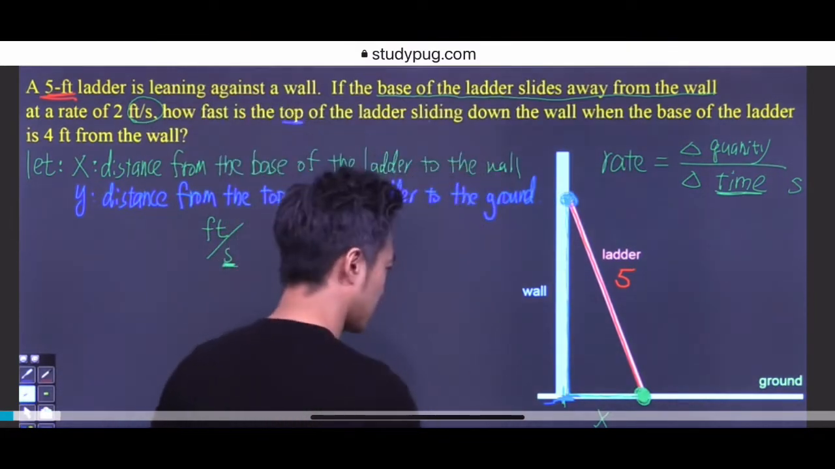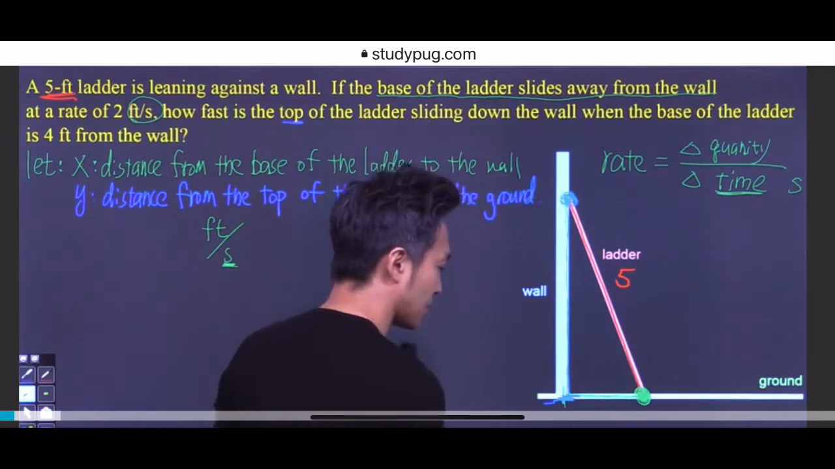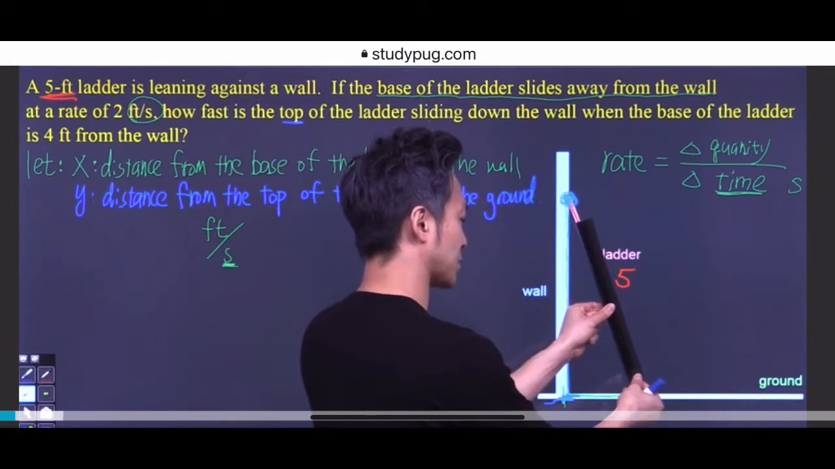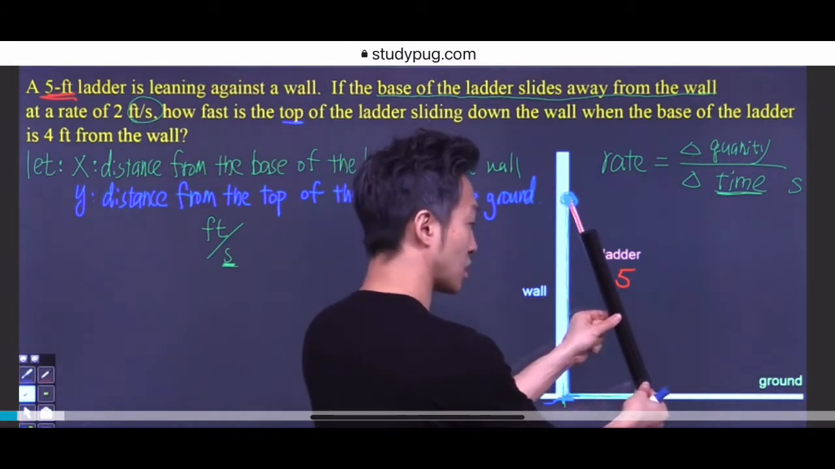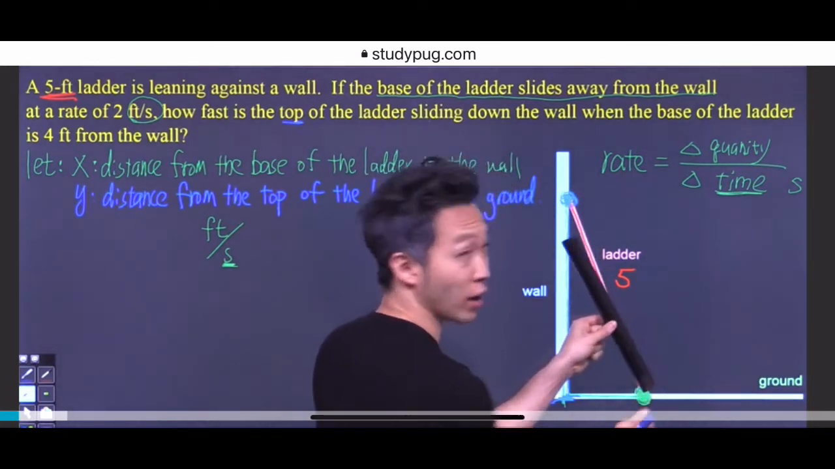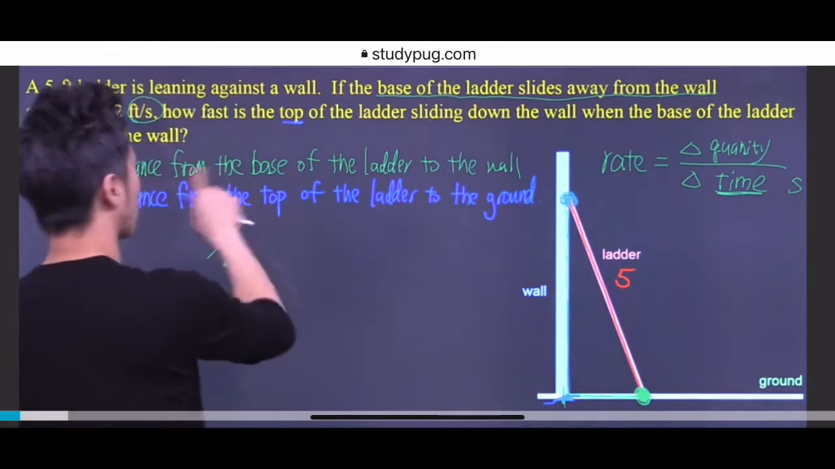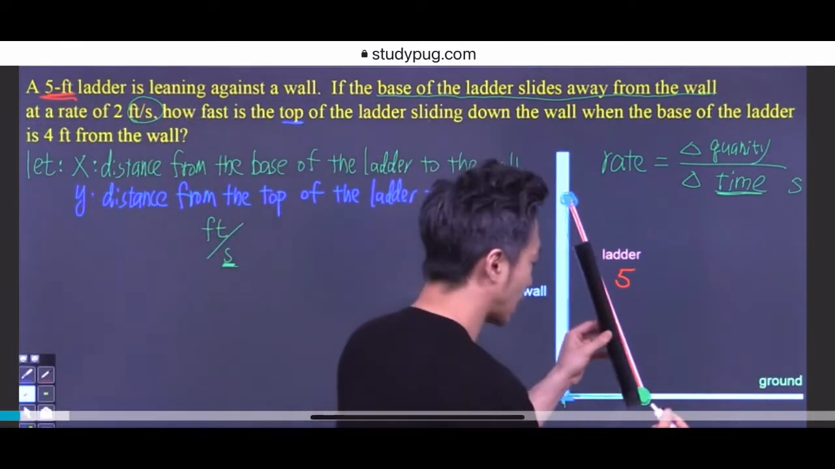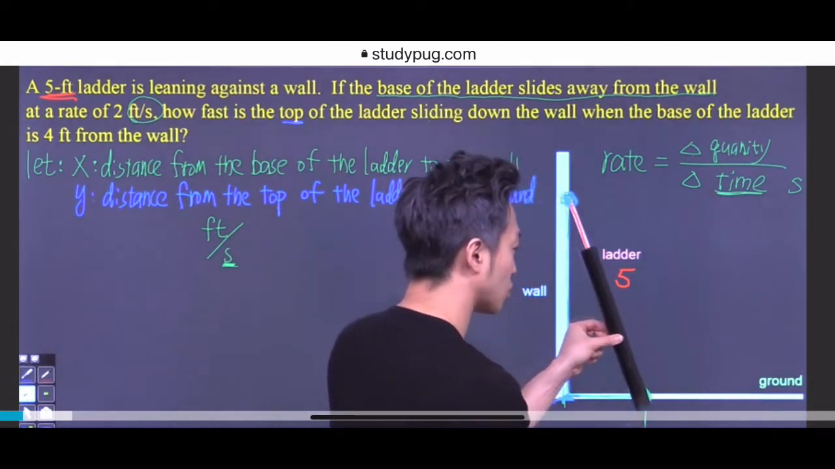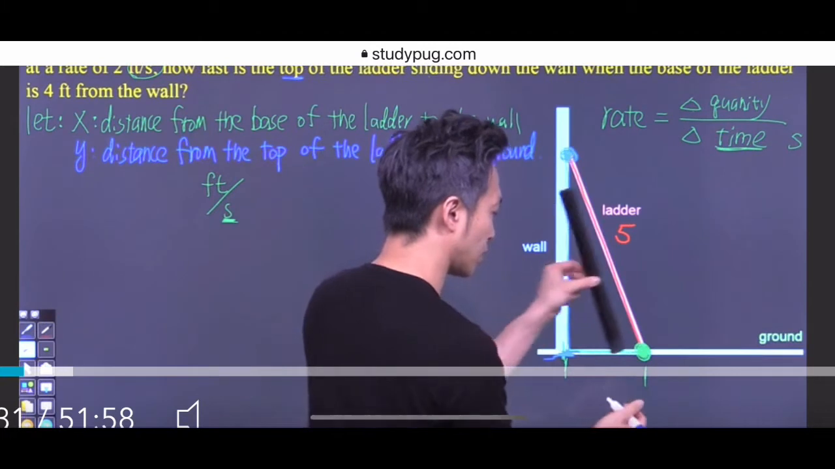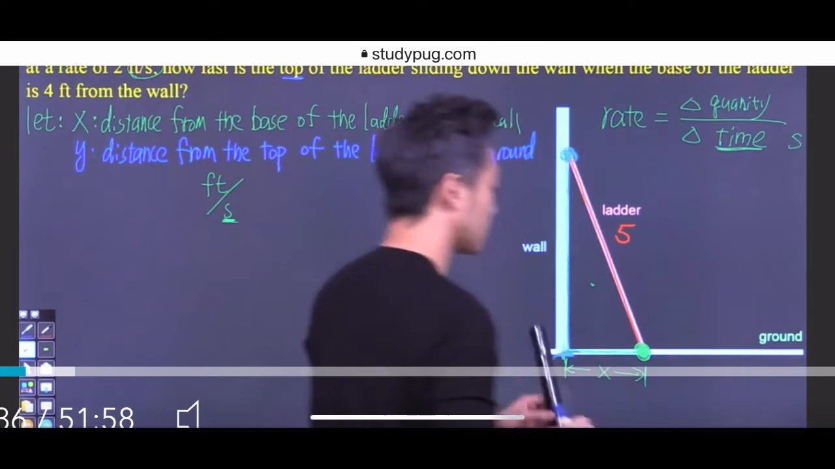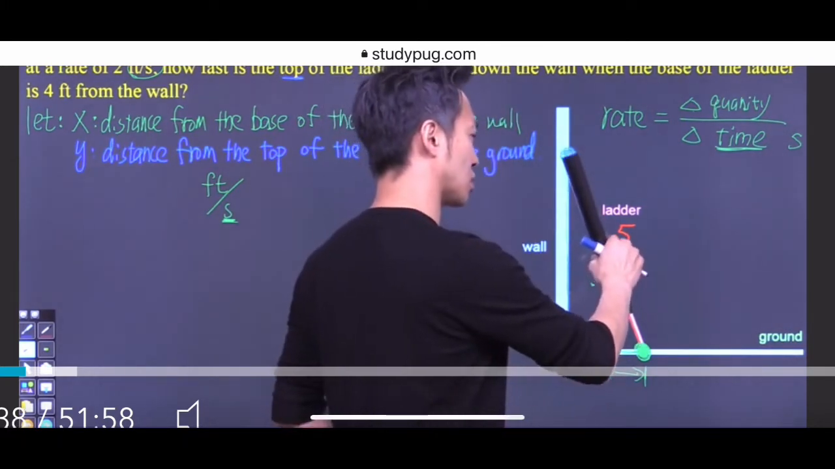Guys, now look. Let's say initially, the position of the ladder is like this. So initially, what's x? Well, x is defined as the distance from the base of the ladder to the wall. So x is defined as the distance from the base of the ladder, which is right here, to the wall, which is right here. So this is our x initially, when the ladder is positioned this way.